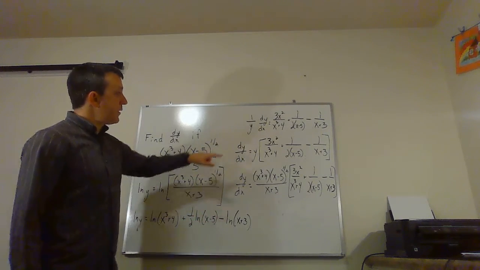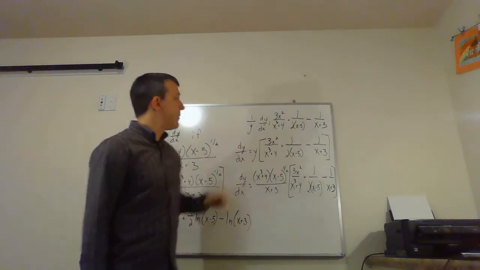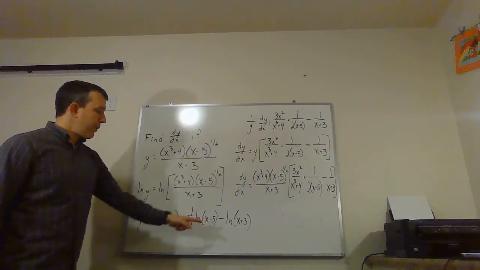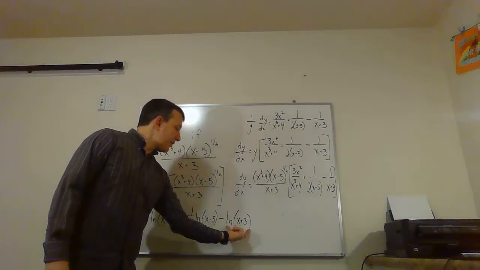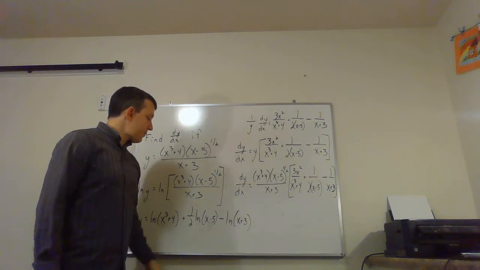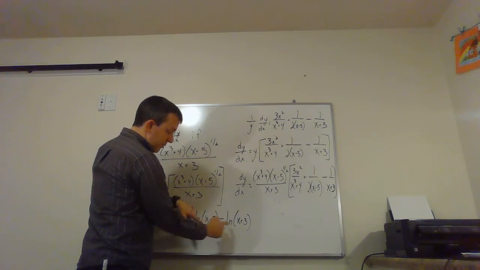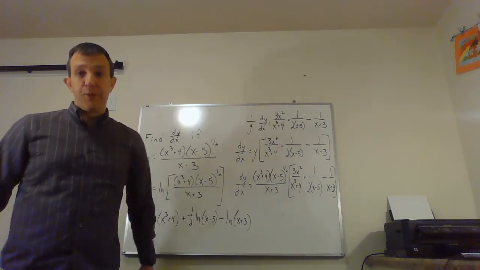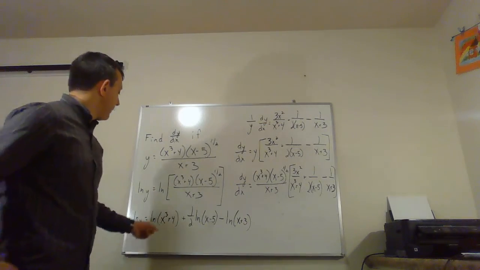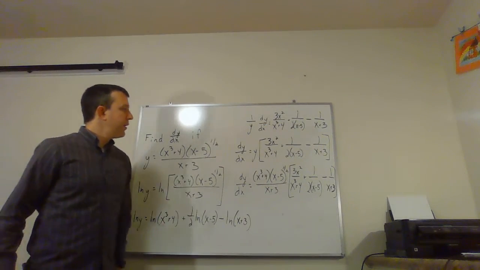With that half in front, I just get 1 over 2 times x minus 5. And then minus the derivative of natural log of x plus 3 is 1 over x plus 3. These last two are nice because the derivative on the inside is just 1 for both of them. So we didn't have to have, like I did here with the 3x squared.